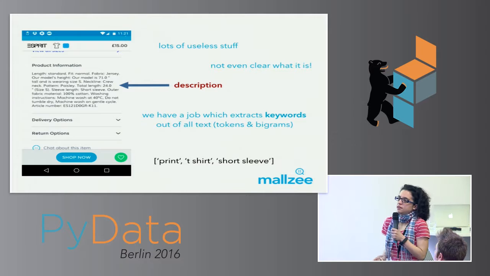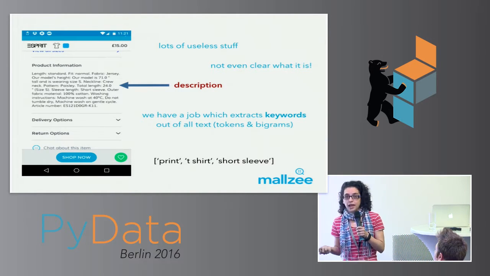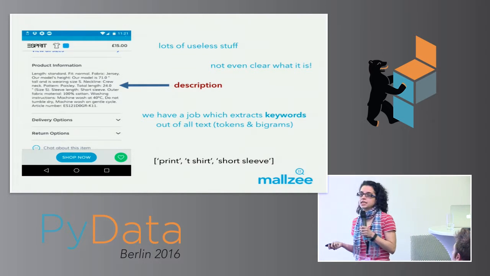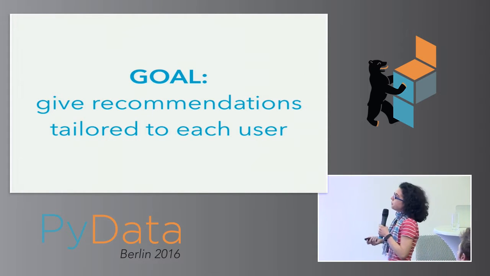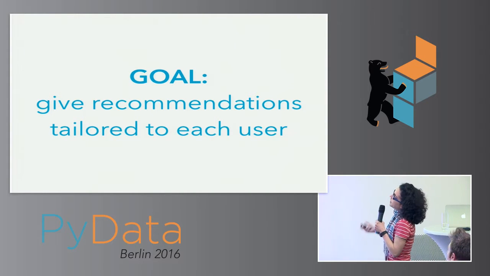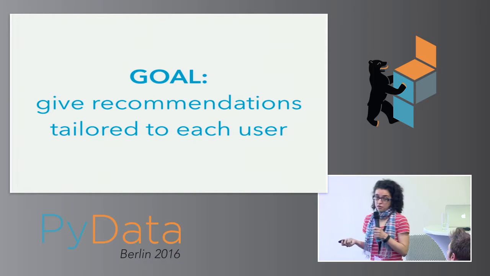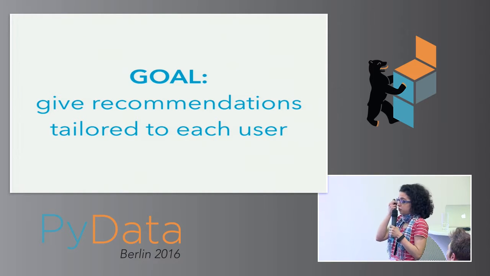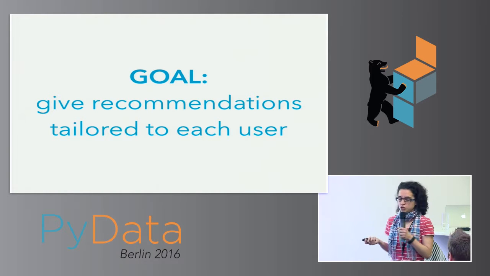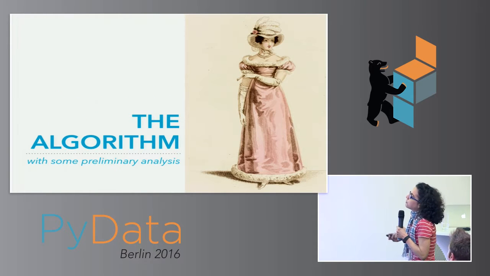This furnishes the basis of our recommendation engine, because we are only dealing at the moment with metadata and with text. We haven't touched on the images yet. That will be the next step. So the goal is to provide everyone with meaningful, tailored recommendations so that you can open the app and say, oh, these are the new products. Among those, these are the ones we think you might like. Why? Because mostly people expect this feature these days. So how does the algorithm work? And with some preliminary analysis.